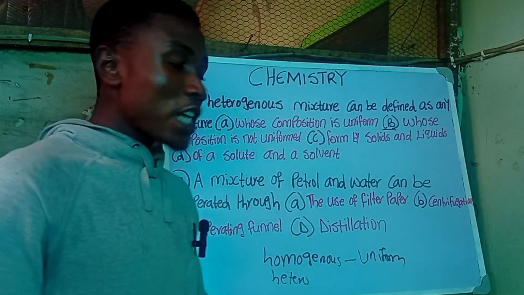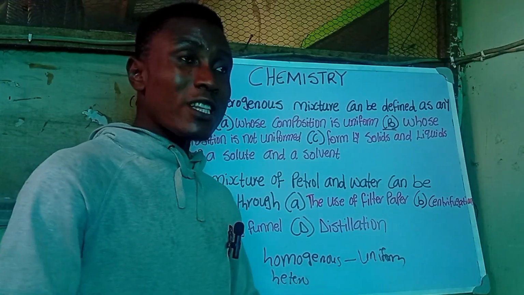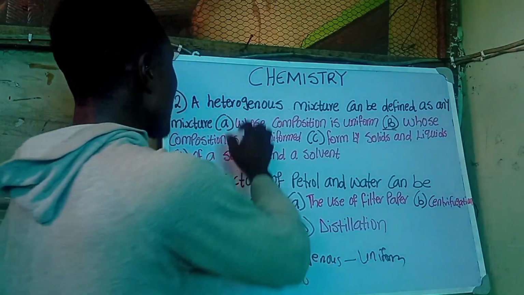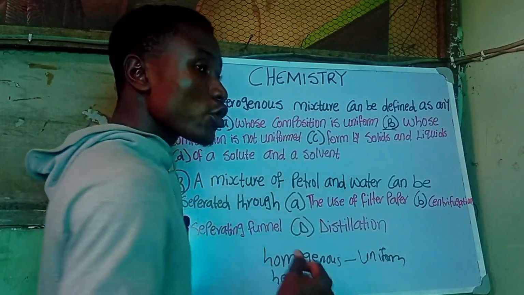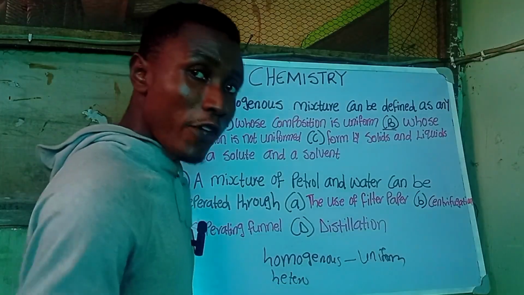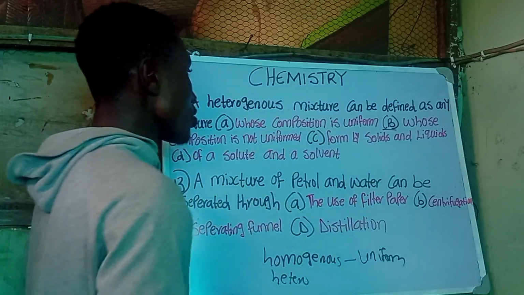Heterogeneous, which means each of the what? Mixture is what? Separate. You can easily separate them. Right? So it says heterogeneous mixture can be defined as any mixture whose composition is uniform. This mixture is not what? Uniform. Heterogeneous mixtures are not what? Uniform. We have whose composition is not uniform.